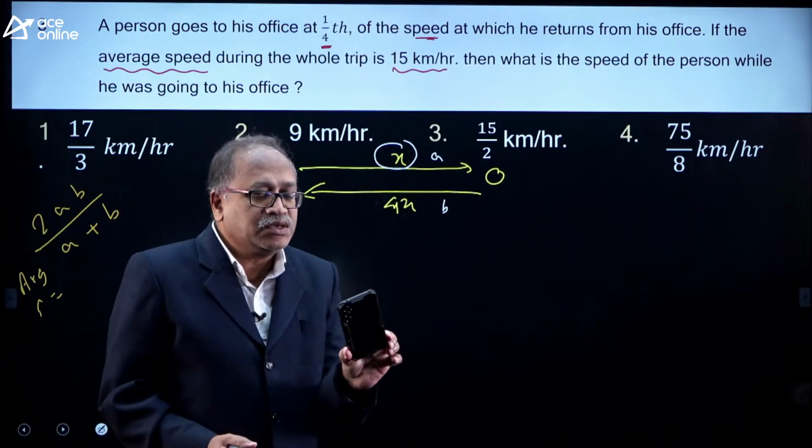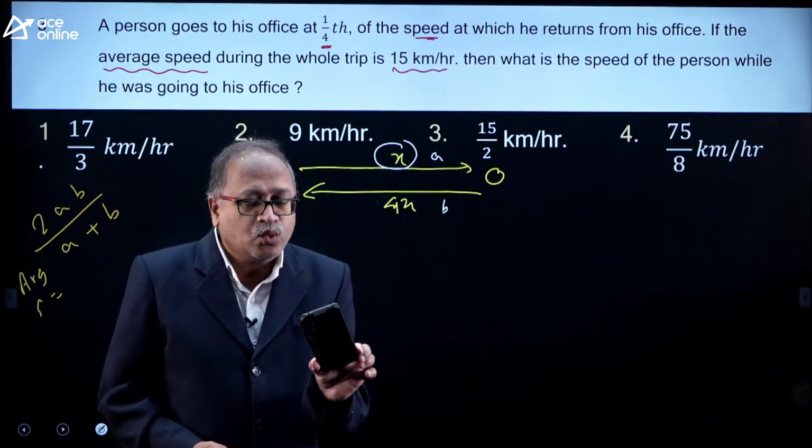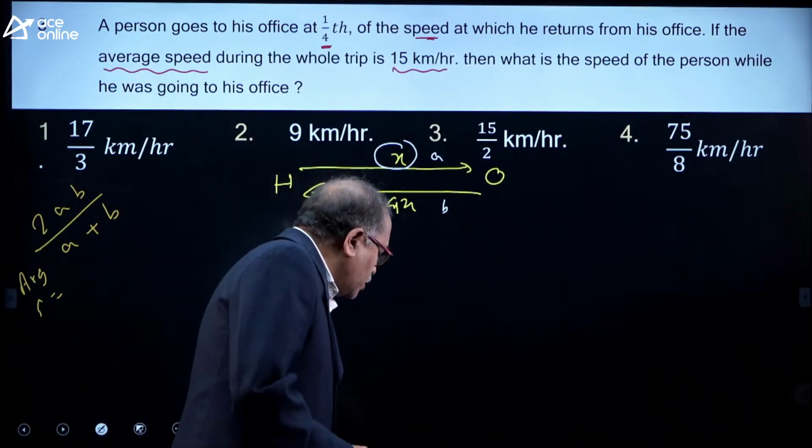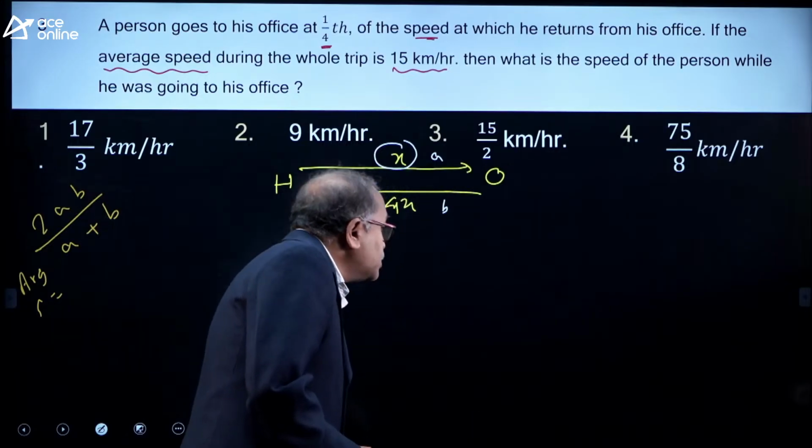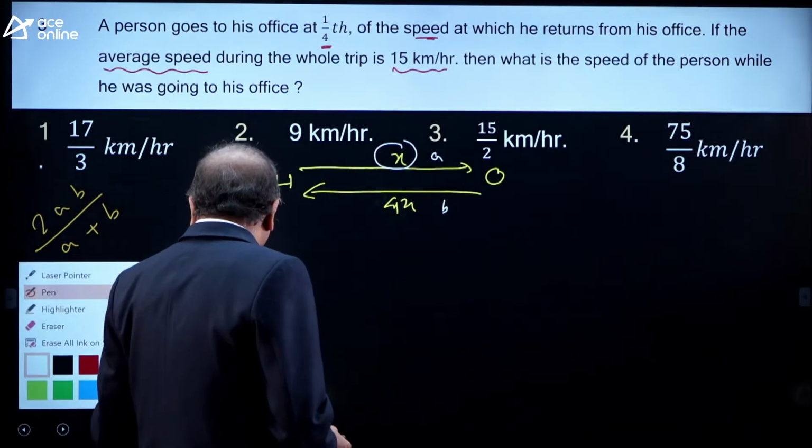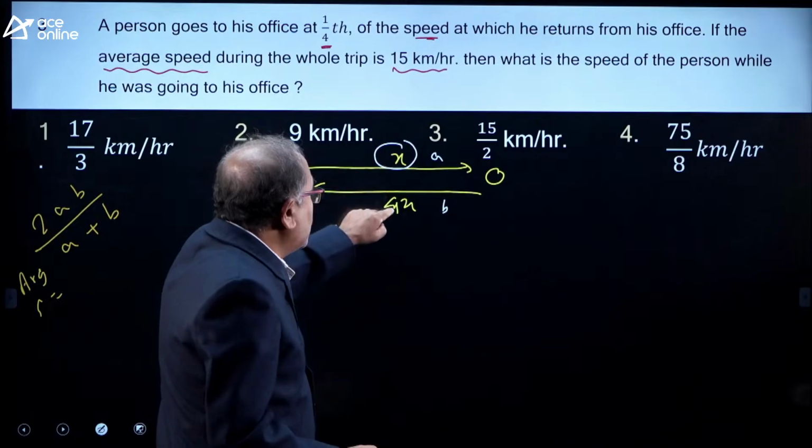So, I notice that 3 seconds at your end, 2, 1, 0. Okay. Let me check whether Mr. Naidu is correct or not. Then what is the average speed? This is A and this is B.